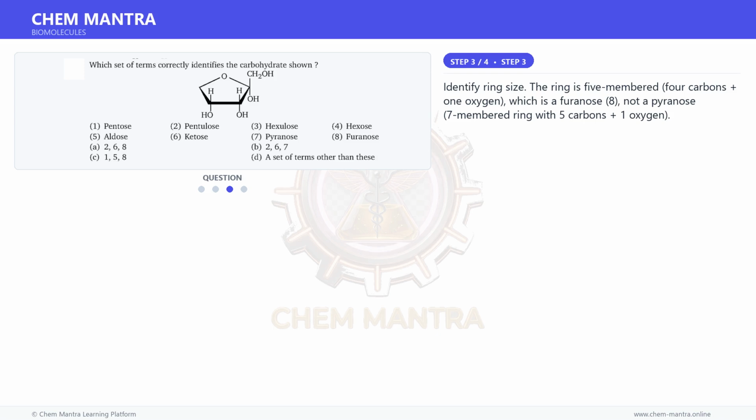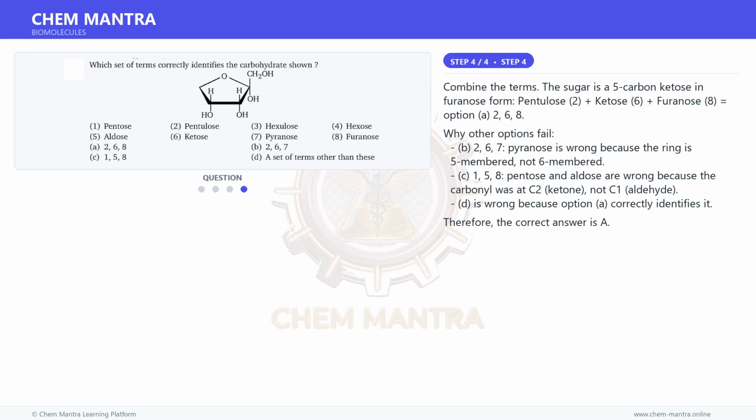Identify ring size. The ring is 5-membered, 4 carbons plus 1 oxygen, which is a furanose, 8, not a pyranose, 7-membered ring with 5 carbons plus 1 oxygen. And for the final step, combine the terms. The sugar is a 5-carbon ketose in furanose form, pentulose, 2 plus ketose, 6 plus furanose, 8, is equal to option A, 2, 6, 8.